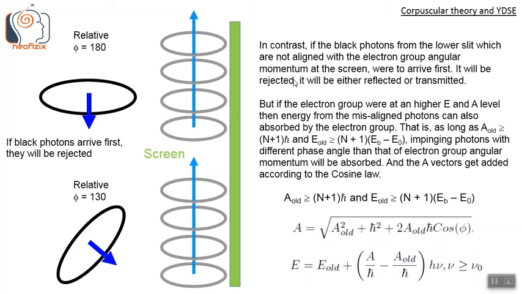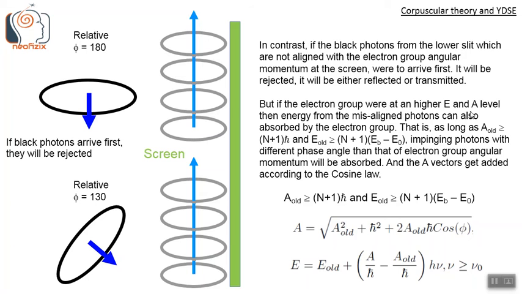However, in contrast, if the black photons from these lower slit, which are not aligned with the electron group angular momentum at the screen, if these black photons were to arrive first, they will be rejected at the screen by this n group of electrons. They will be either reflected back or transmitted through the system, because they are misaligned, and this group of electrons are at their lowest energy and angular momentum state.